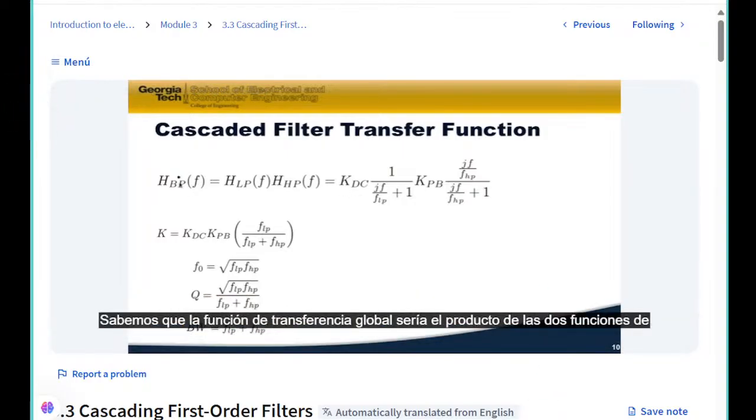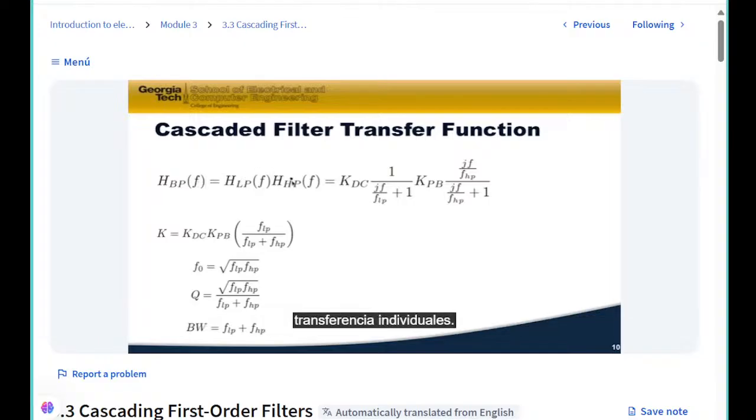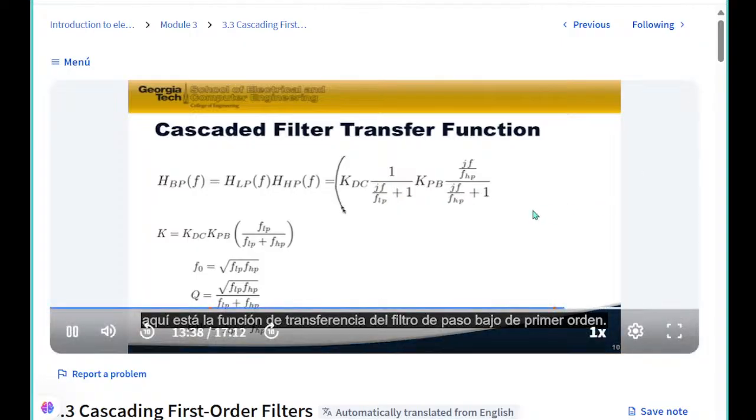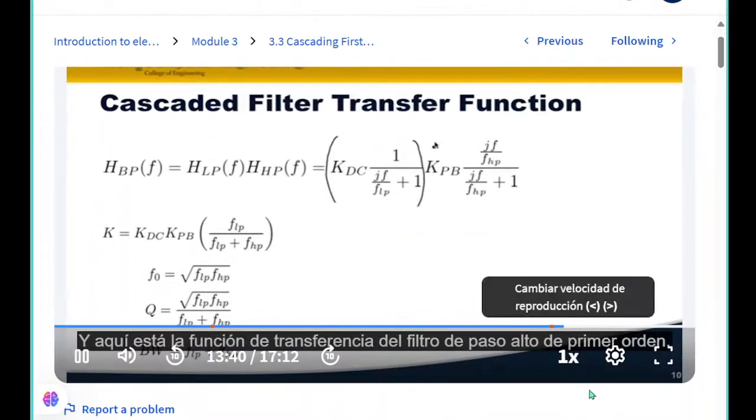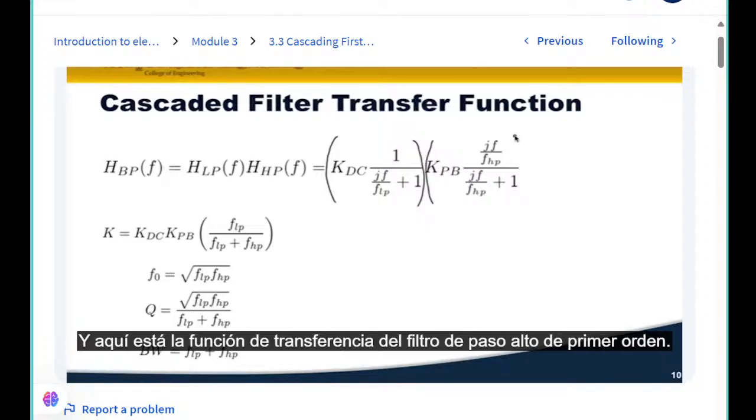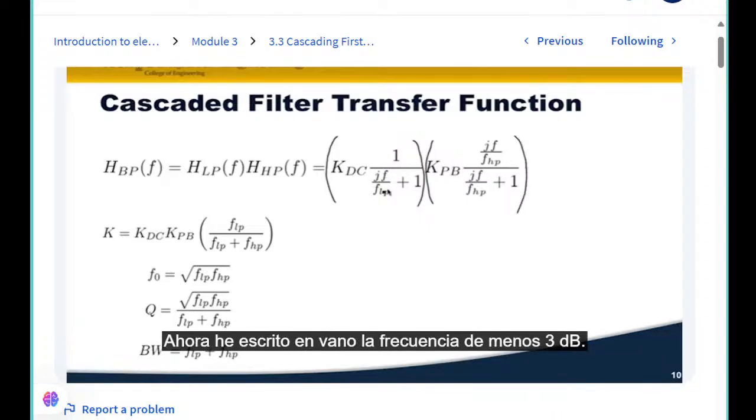We know the overall transfer function would be the product of the two individual transfer functions, and I've written them out here. Here is the transfer function of the first-order low-pass filter, and here is the transfer function of the first-order high-pass filter. Now I've written f0, the minus 3 dB frequency, for the low-pass filter as FLP, and I've written f0 for the high-pass filter as FHP, so we can distinguish between the two. Now each one of these filters has associated with it its own parameters, KDC and FLP for the low-pass filter, and KPB and FHP for the high-pass filter.